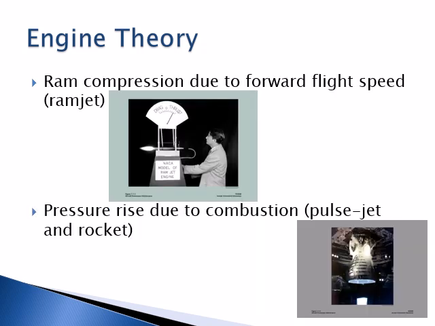Some engines rely on unique methods of compression to operate effectively. Ramjets use forward flight speed to compress incoming air. This is known as ram compression and is only effective at high velocities. As the aircraft moves forward, air is forced into the engine, compressed by speed alone without moving parts, and mixed with fuel for combustion. In contrast, pulse jet and rocket engines generate compression from the combustion itself. These systems build pressure internally through explosive ignition cycles, making them suitable for high-speed or spaceflight applications.